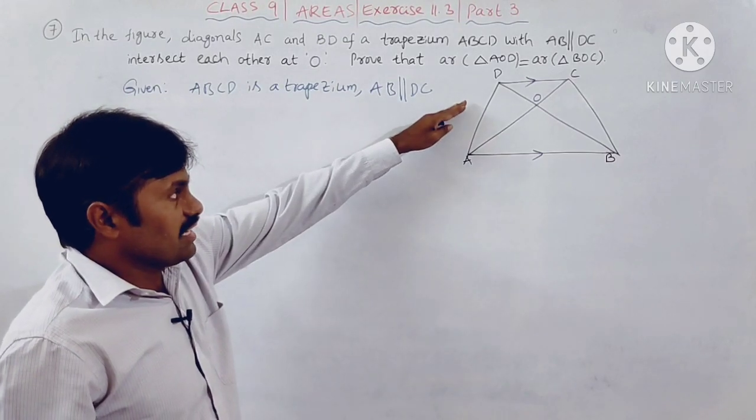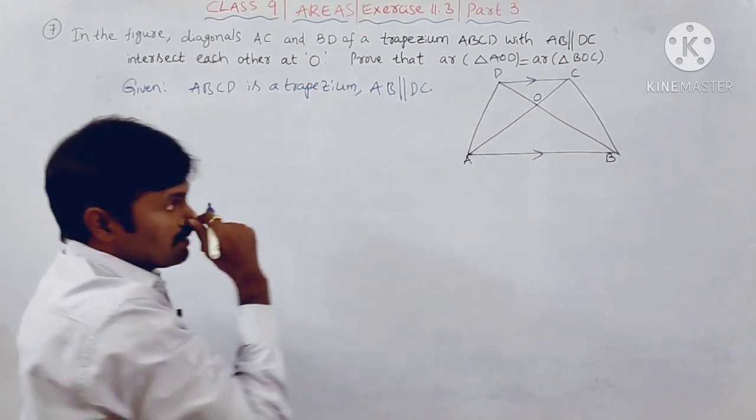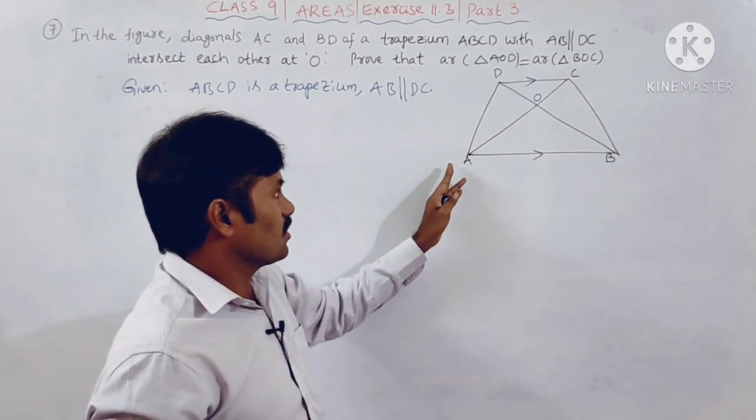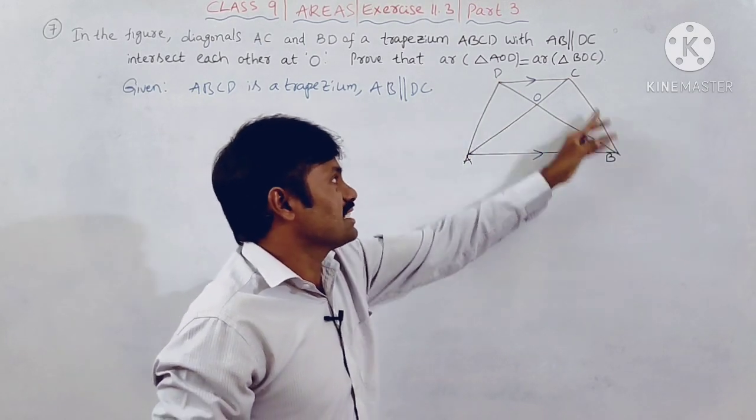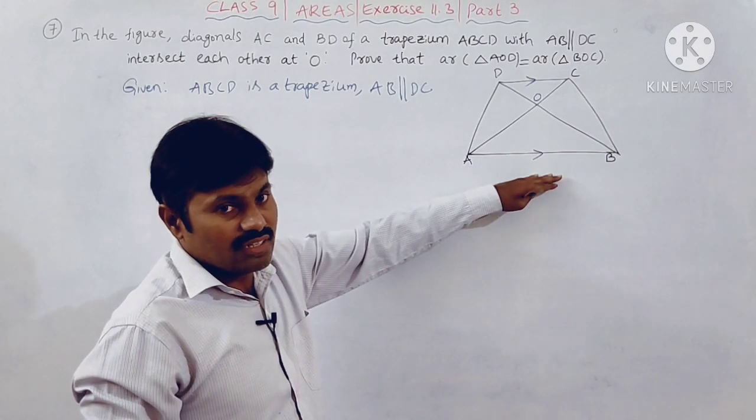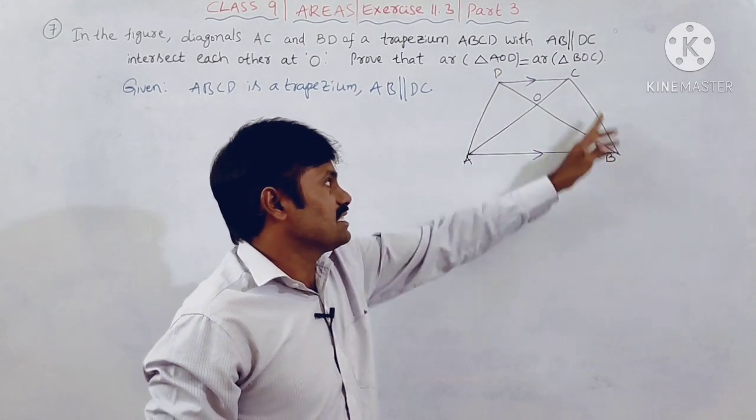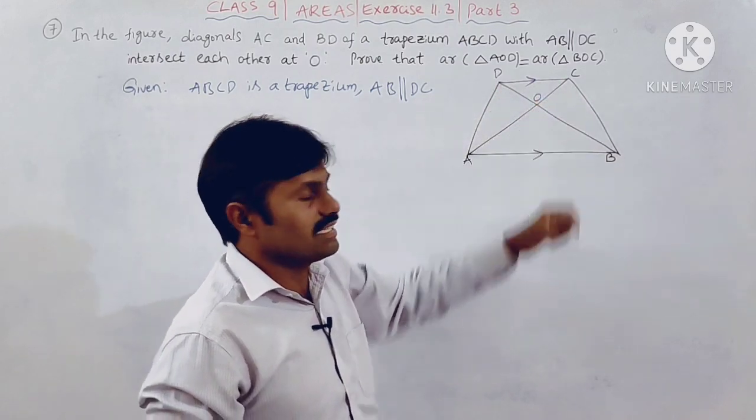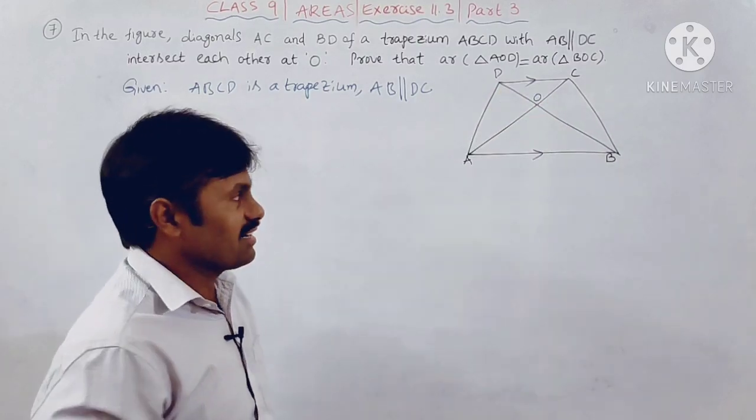And here if you observe clearly, there are triangles ABD and ABC, but if you observe clearly, there are also triangles ACD and BCD. If you observe the figure carefully, triangle ACD and triangle BCD are the two triangles having the same base CD, and between two parallel lines. Am I correct or not?